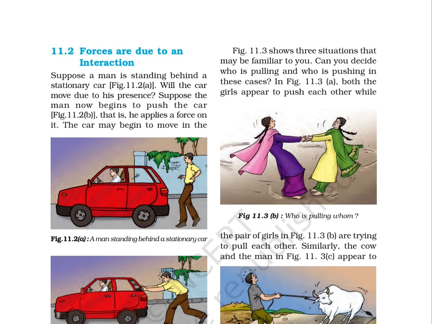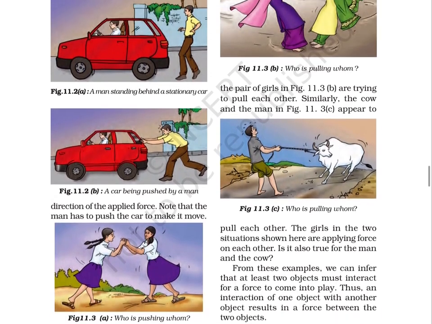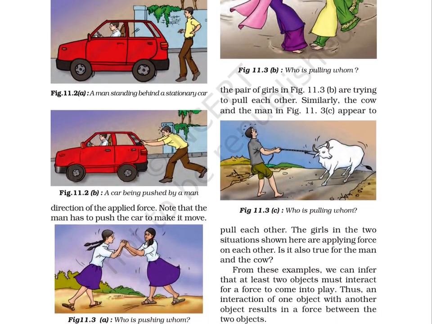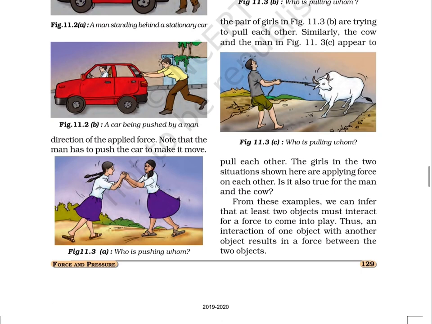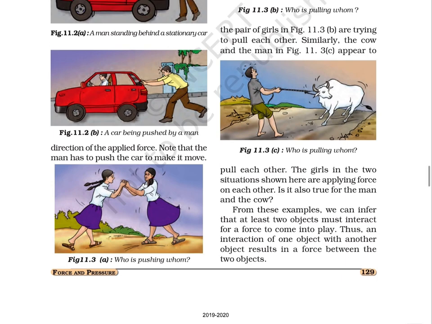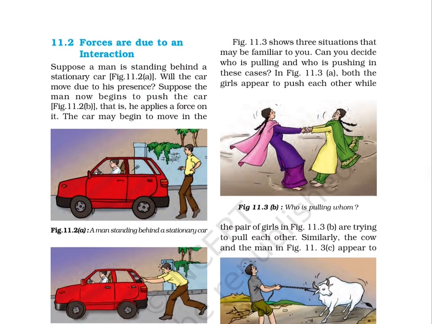Figure 11.2a. In figure 11.2a, we can see that a man is standing behind a stationary car. Figure 11.2b. In figure 11.2b, we can see that a car is being pushed by a man from behind. Note that the man has to push the car to make it move. Figure 11.3a. Who is pushing whom? Can you tell? In this image, who is pushing whom? Figure 11.3 shows three situations that may be familiar to you. Can you decide who is pulling and who is pushing in these cases?